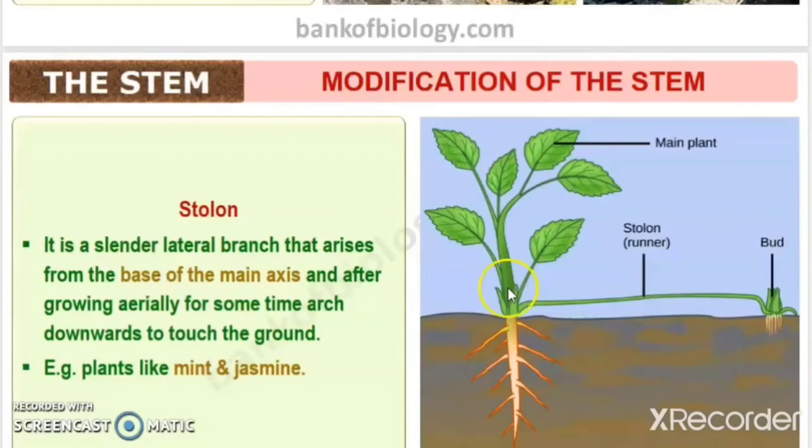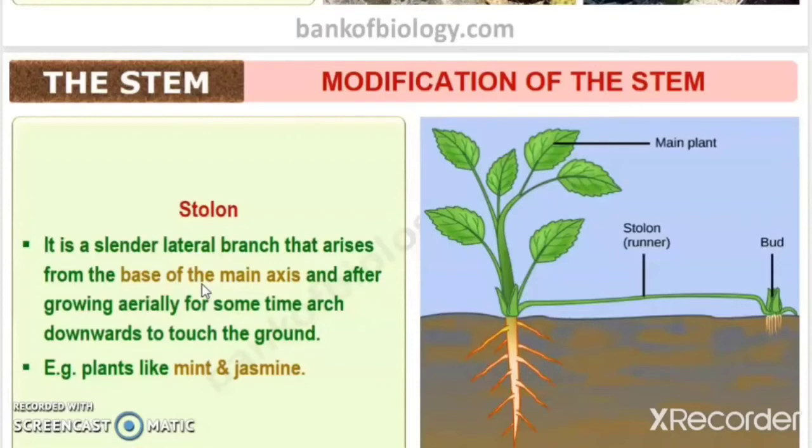Main axis means the main stem. Then from that main stem this portion develops. And how is it? It is slender. It means that it is very flexible. Then it is a slender lateral branch that arises. Lateral means it arises after some time.